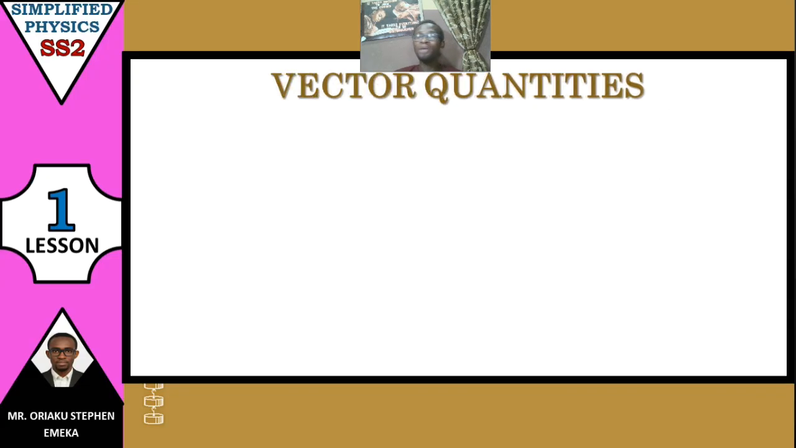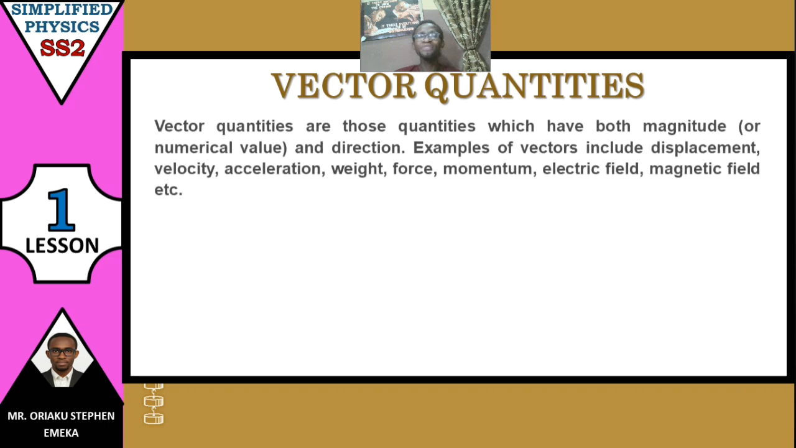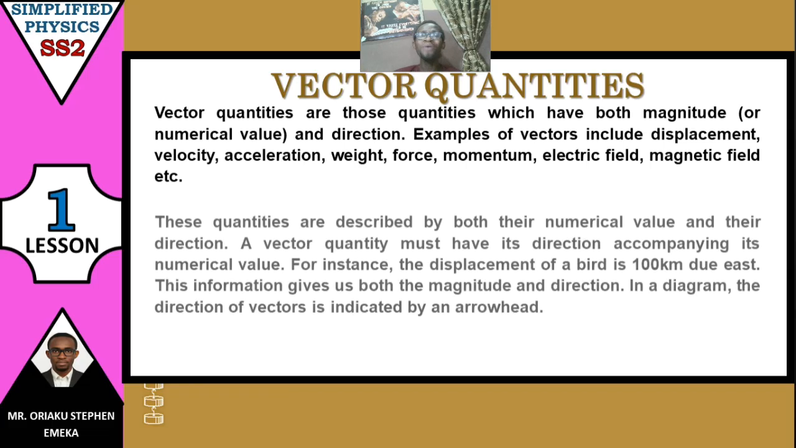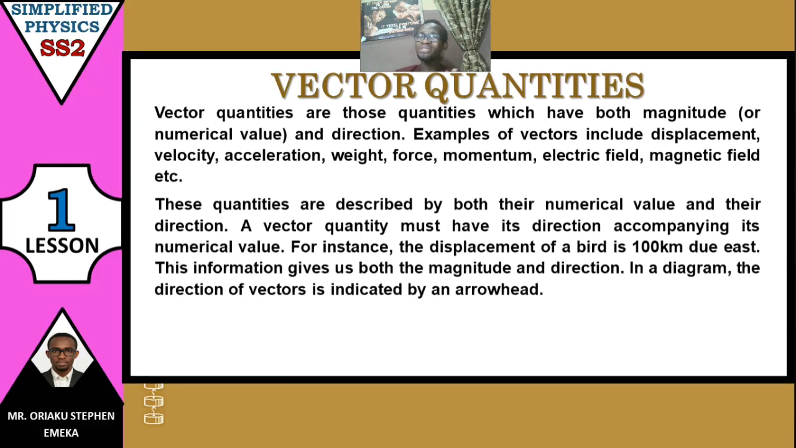Okay, let's talk about vector quantity. What is vector quantity? So vector quantity, on the other hand, are those ones that have both magnitude and direction. So when we talk about vector quantity, we are talking about displacement, velocity, acceleration, weight, force, momentum, electric field, magnetic field, etc. Now what we are saying is this: for vector quantity there must be two things. We must have a numerical value and we must definitely have a direction.